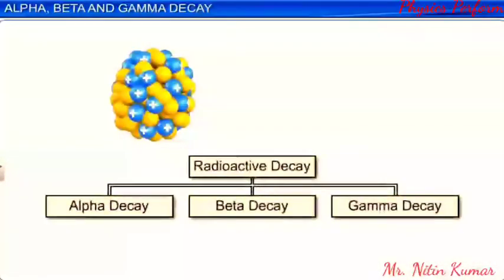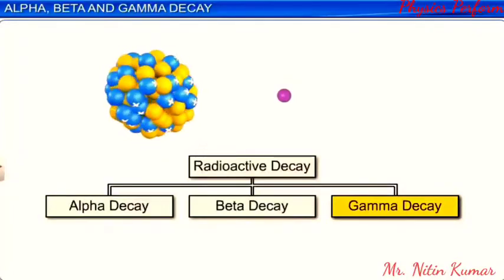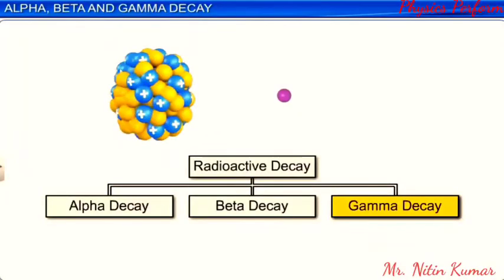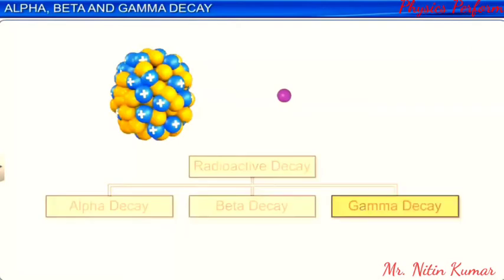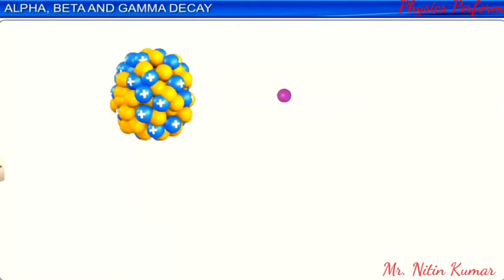Now let us study gamma decay. In gamma decay, high energy photons are emitted. Here, there is only a change in energy of the nucleus, but no change in its composition. Usually, an alpha decay or beta decay leaves the daughter nucleus in an excited state. The daughter nucleus reaches the ground state by a single transition or sometimes by successive transitions, emitting one or more gamma rays, that is, by gamma decay.